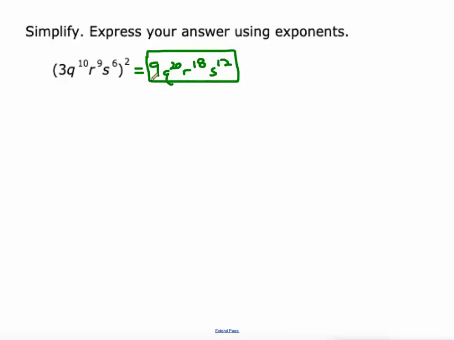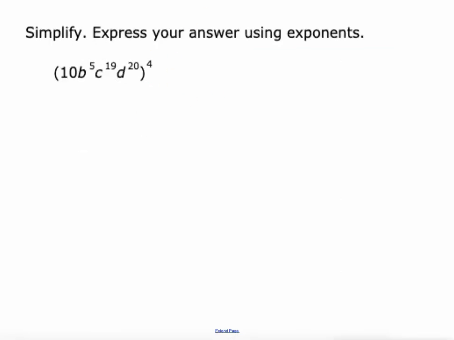Again, 3 times 3 is 9, and then you multiply all of the exponents by 2 because they're all getting squared. 10 times 2 is 20, 9 times 2 is 18, 6 times 2 is 12. Done. One more question, quick lesson for you today. All right, so we're doing 10 to the fourth power, which is 10,000. So this one got big fast.